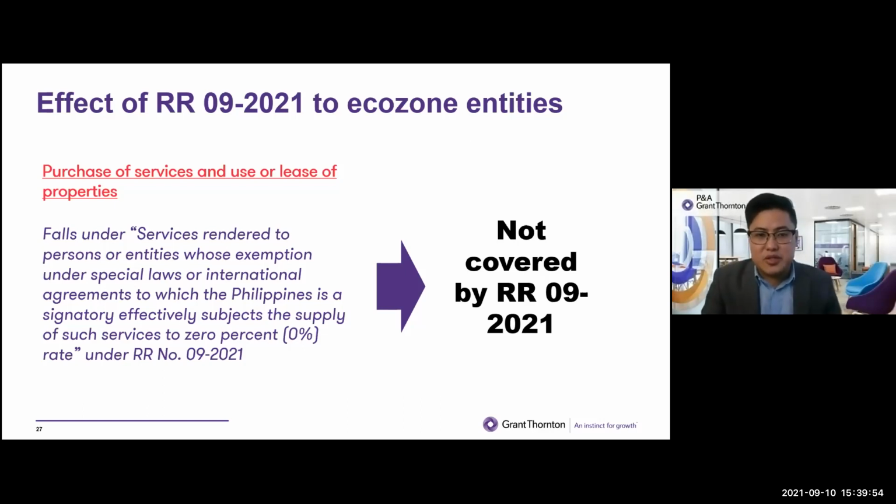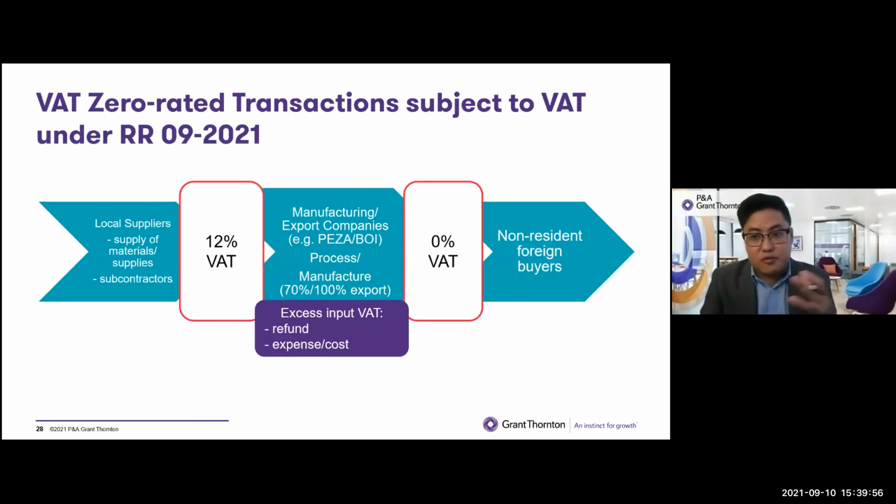Point is, because of the possible effect of this regulation, local suppliers and even subcontractors will now impose 12% VAT to manufacturing or export companies, whether registered with the PEZA or the BOI, whether they are exporting 70% or 100%. But at the same time, on their sales aspect, they will be imposing 0% VAT. It could lead to a cash flow issue insofar as these companies are concerned.